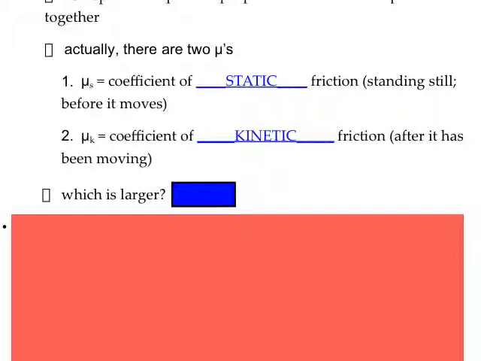Would it take more effort to make something start moving if it's still, or would it require more force to keep it in motion once you've made it start moving? I hope that you can tell that it would be much easier to keep something moving, which means it's going to require a larger force to start something in motion before it moves. So that's going to tell us that the coefficient of static friction is larger than the coefficient of kinetic friction.